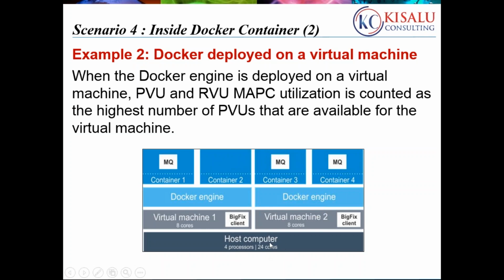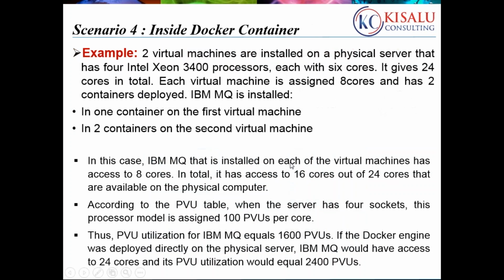Instead, we have 24 cores available on the host machine. In the previous situation, you would pay for all the 24 cores, but now you can reduce your cost and pay only for 16 cores in total. Then you will go to the PVU table to pick up the value for your PVU, and then your PVU utilization for the 2 virtual machines will be 1,600 PVUs, and you will only be charged for that instead of 2,400 PVUs.